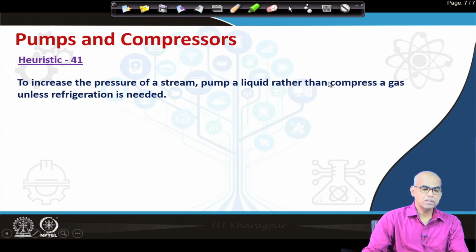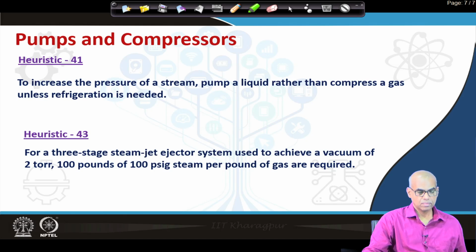There are a few more heuristics about pumps and compressors. To increase the pressure of a stream, pump a liquid rather than compress a gas unless refrigeration is needed. For a 3-stage steam jet ejector system used to achieve a vacuum of 2 torr, 100 pounds of 100 psig steam per pound of gas are required.